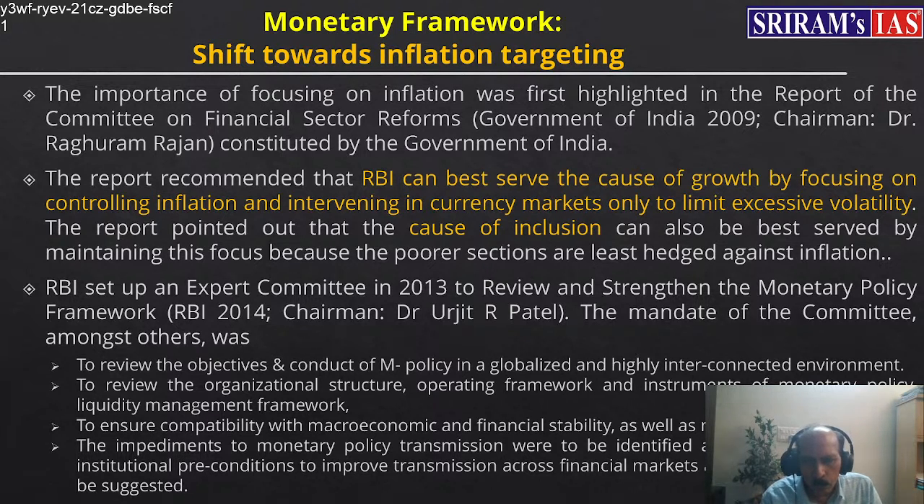Going back to the history, the government set up a committee on the financial sector reforms. That committee recommended that the government give only one target to RBI for monitoring. Only one target to be given to RBI for monitoring. The committee suggested that the RBI may be asked to control inflation in the economy. If inflation is controlled, then other variables can be controlled easily.